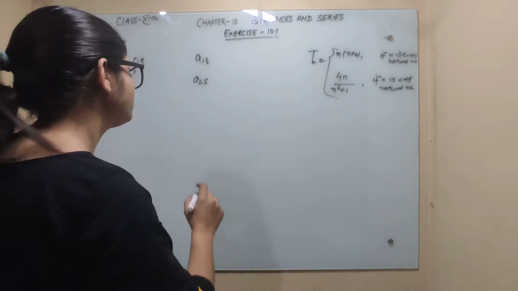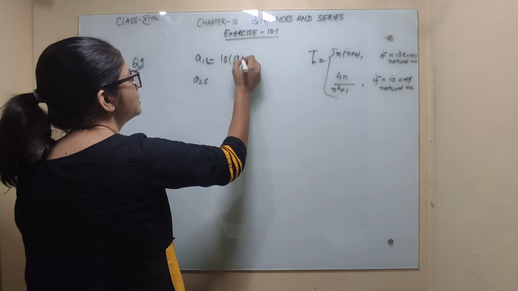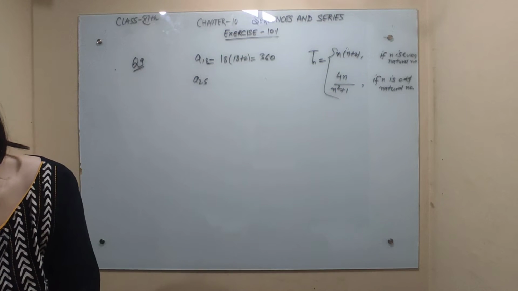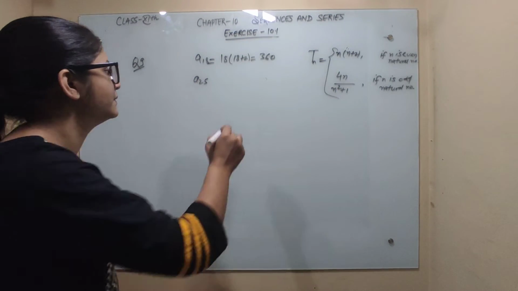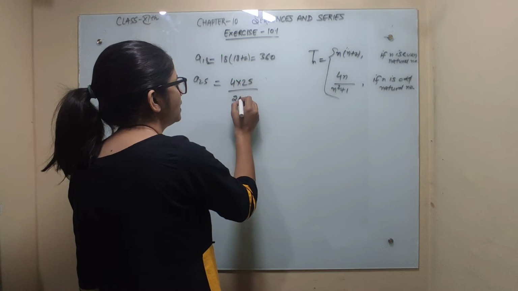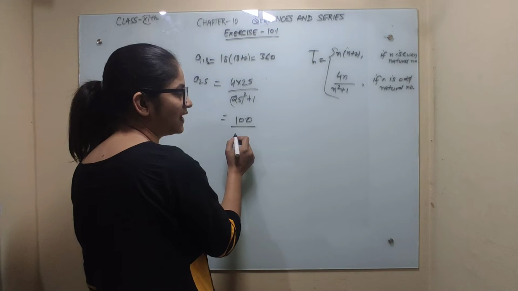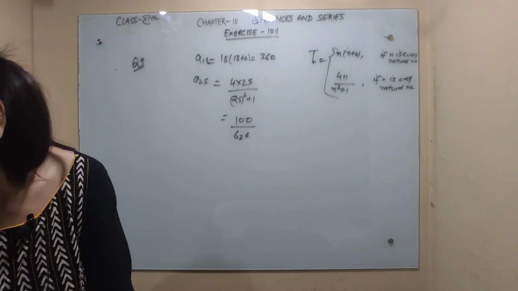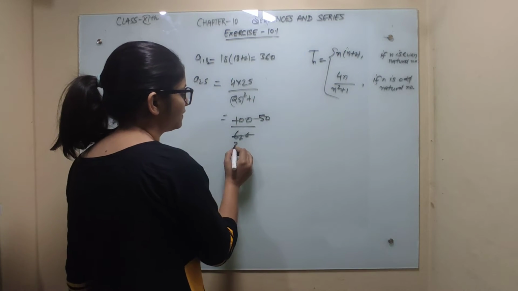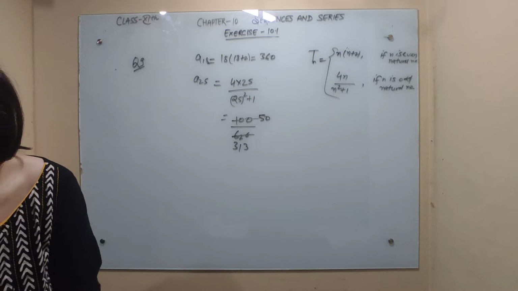Is it clear? A18: 18 is an even natural number, so 18 into 18 plus 2, that is 18 into 20, which is 360. Now A25. It is an odd natural number, so I will use the other formula: 4 into 25 upon 25 square plus 1. 4 into 25 is 100, upon 625 plus 1, 626. 100 upon 626, you can cut this, so 50 upon 313.